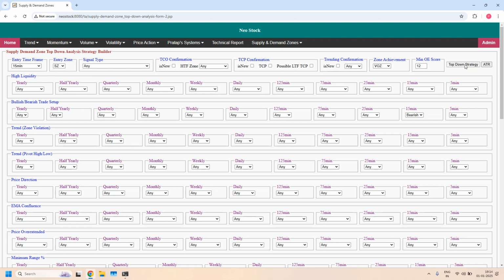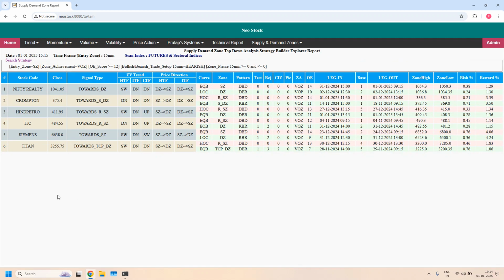Now let's filter the stocks. We got 6 stocks. Currently these 6 stocks are supporting bearish trade setup for daily income trade, and entry time frame zones are 15-minute supply zones. All these 15-minute supply zones are entry time frame zones. Out of these 6 15-minute supply zones, some are already high probability setup zones based on the high liquidity zones.